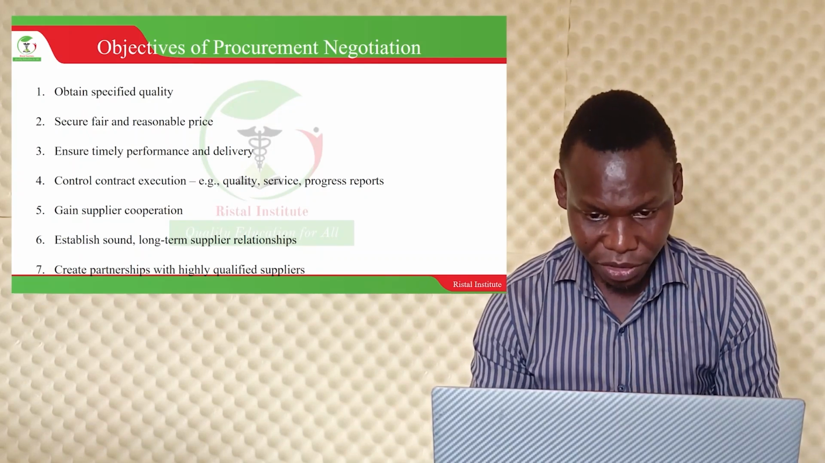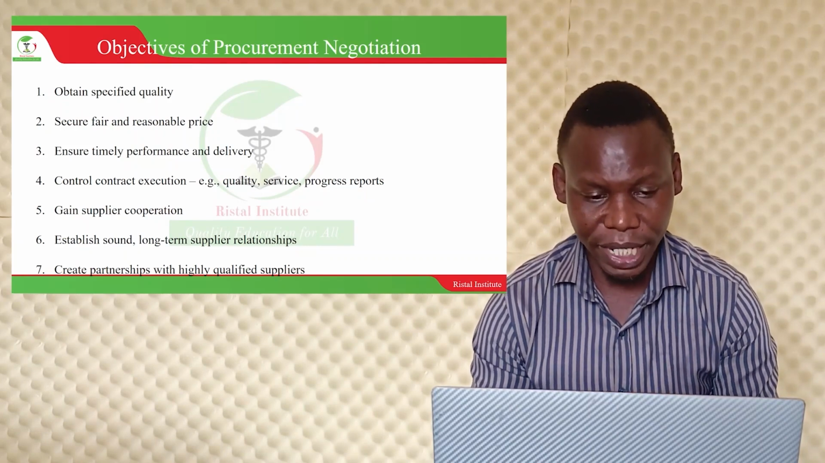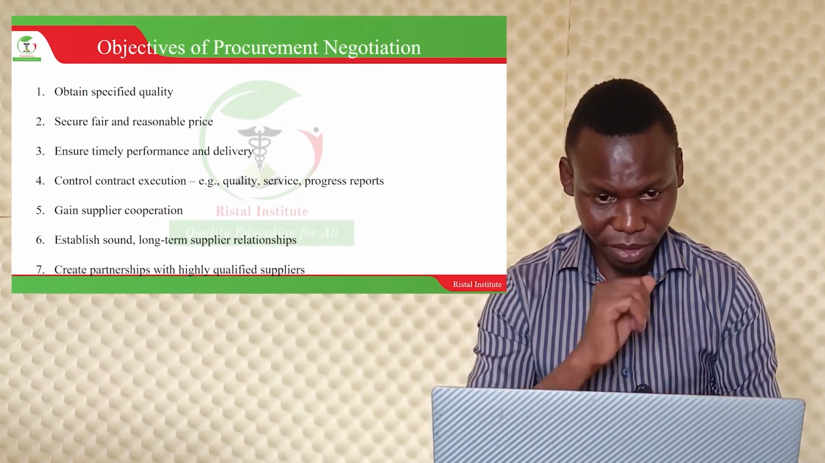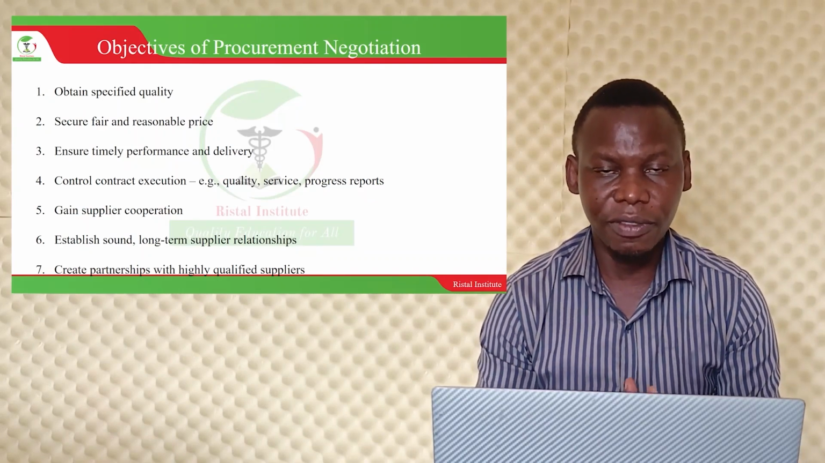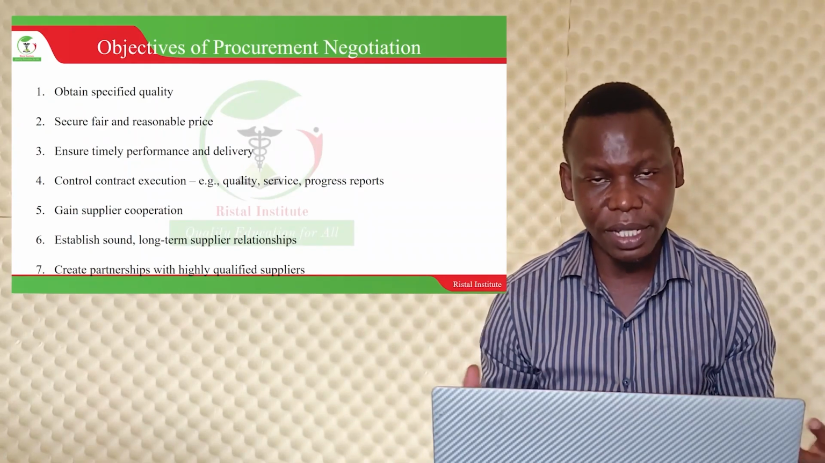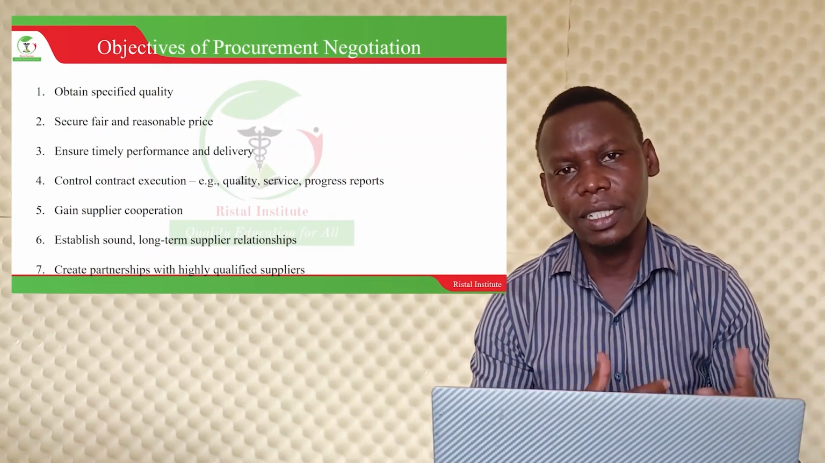Control contract execution, that includes quality, service, progress report, and all that. All these are included in the negotiation process. Gain supplier cooperation. Of course, during the negotiation process, there is a mutual agreement and exchange of words.